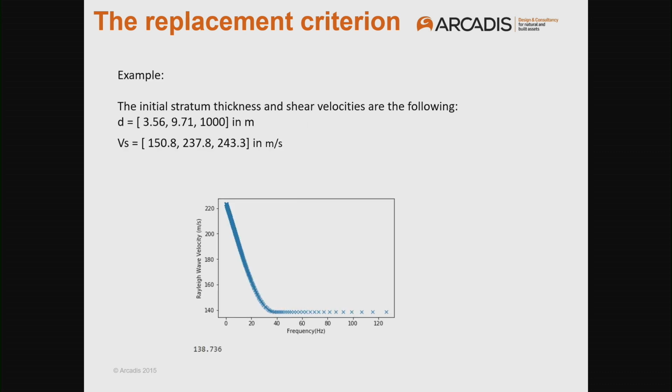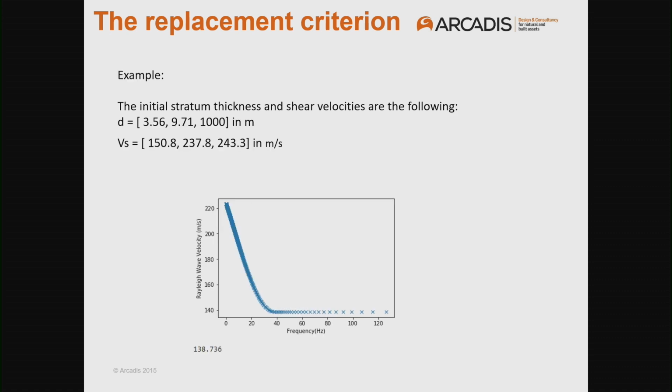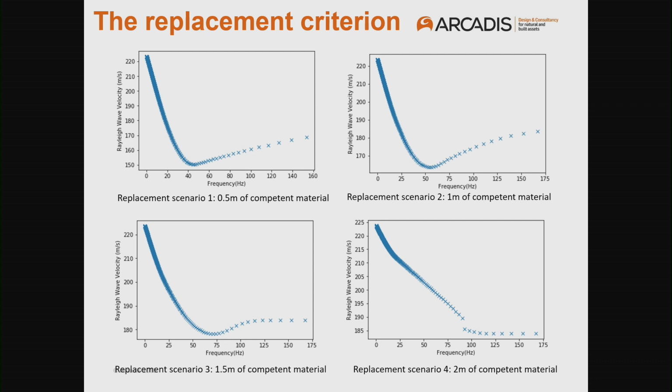May I remind you at this stage that the frequencies I had to look in between were 5 and 50 hertz. However, I said, what will happen if I exceed 50 hertz? What's there? Do I have an asymptote on the x-axis? What happens with the graph? With all those questions in mind, I present you replacement scenario 1, where we reach a minimum Rayleigh wave velocity at about 50 hertz, which is okay, but it's not the minimum we want. We want something more than 160 meters per second.